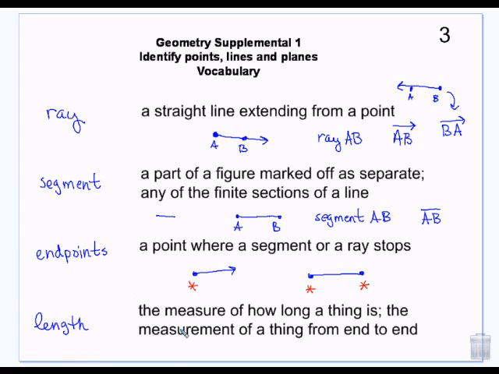And length is the measure of how long something is from end to end. We can measure a segment. A segment has length. But a line and a ray don't have length because they go on forever, and so they're not measurable. Just like a plane, you can't measure a plane because it goes on forever, so it's not measurable. Okay, so the segment is finite.